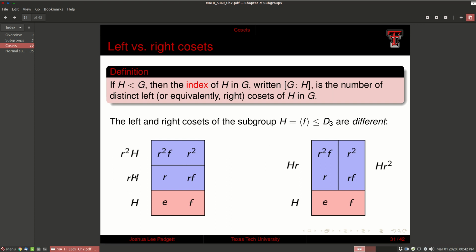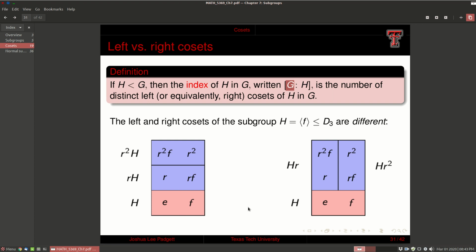So the index of H inside of D3 is 3. And this is for the left cosets. Similarly, the right cosets divide up D3 in a different way, but there are still only 3. So the index is the number of copies of H that live inside of the larger group G. Okay? And why do we have this object? Because I know that they will evenly divide up the group. So I can ask myself, how many copies of H are in G?